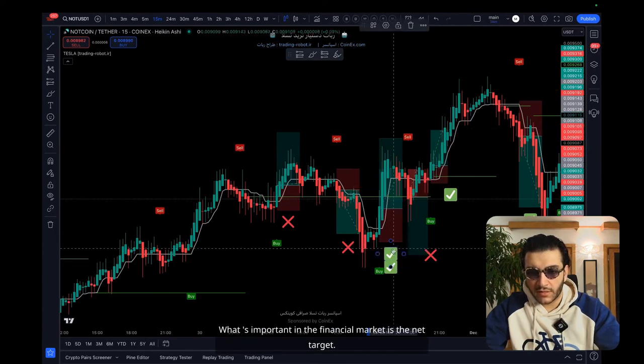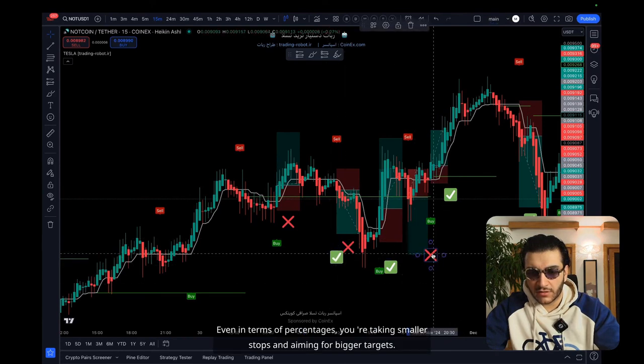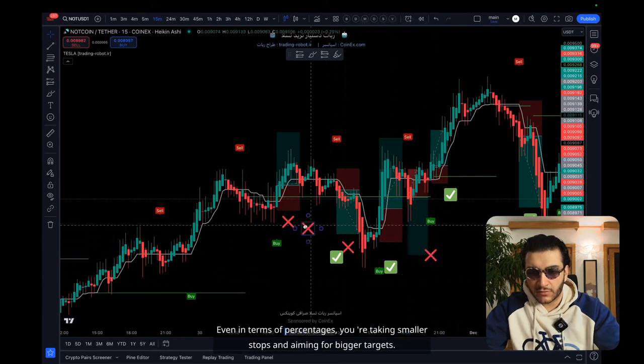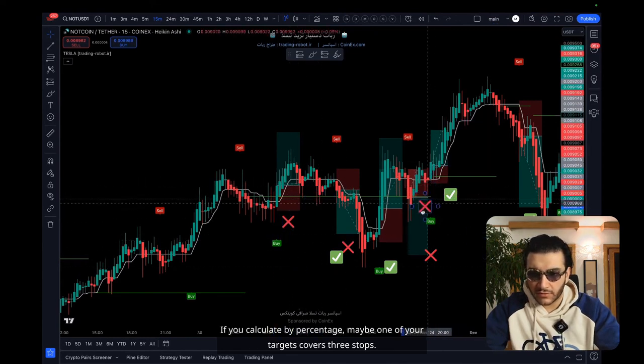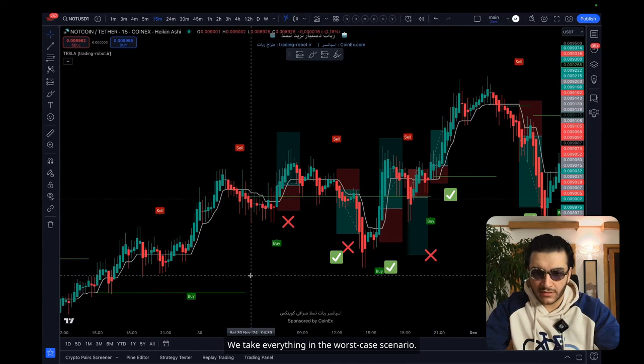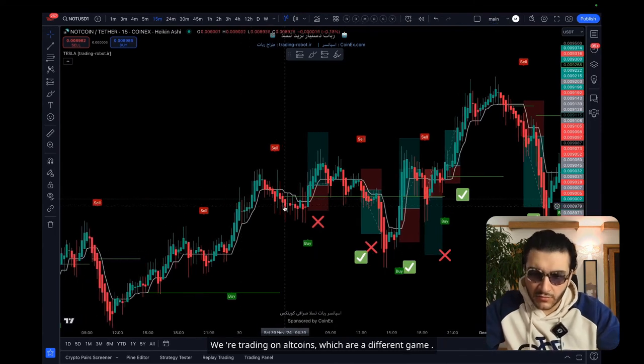What's important in the financial market is the net target. The stops are smaller. Even in terms of percentages, you're taking smaller stops and aiming for bigger targets. If you calculate by percentage, maybe one of your targets covers three stops. We take everything in the worst case scenario. We're trading on altcoins, which are a different game.